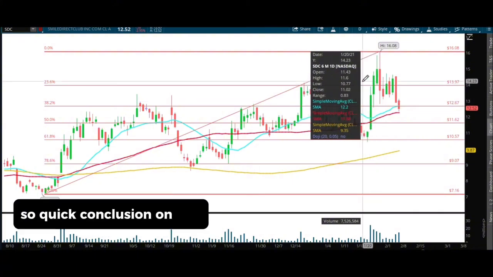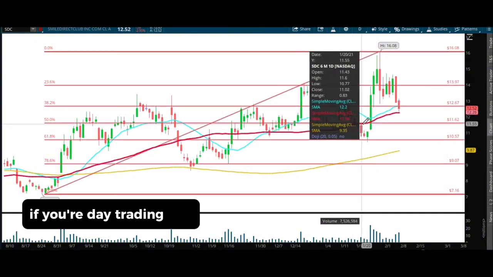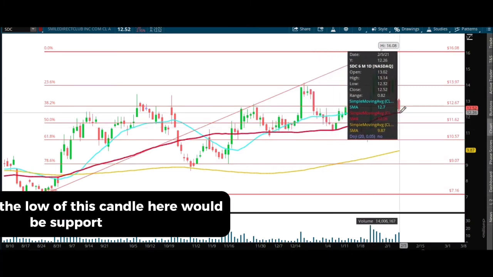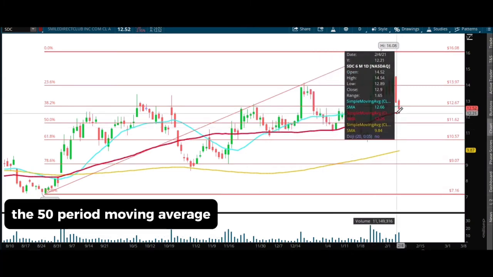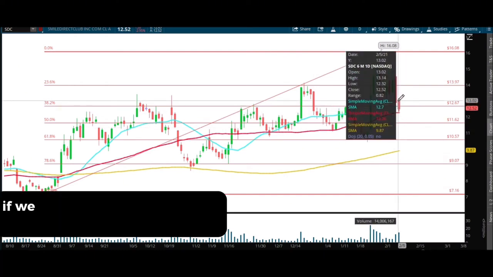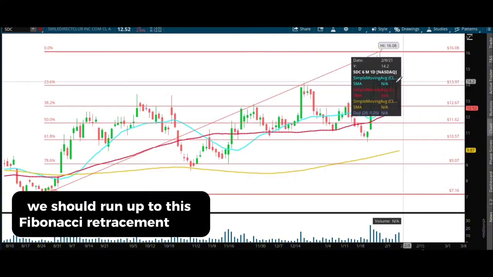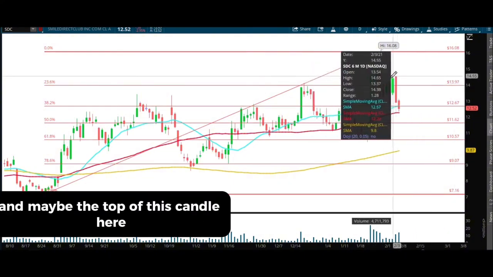So a quick conclusion on SDC: if you're day trading this, the low of this candle here would be support, and of course the 50 period moving average, which is this red line here. If we start closing above the high of this candle, we should run up to this Fibonacci retracement here and maybe the top of this candle here.